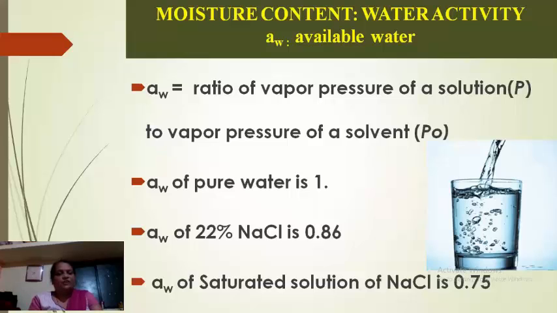AW of pure water is 1. When we add salt, the AW decreases. When we add sugar, the AW decreases. When we add certain gelling components in the water, the AW decreases. For example, available water in 22% sodium chloride solution, NaCl solution, is 0.86. And AW of saturated solution of NaCl is 0.75.